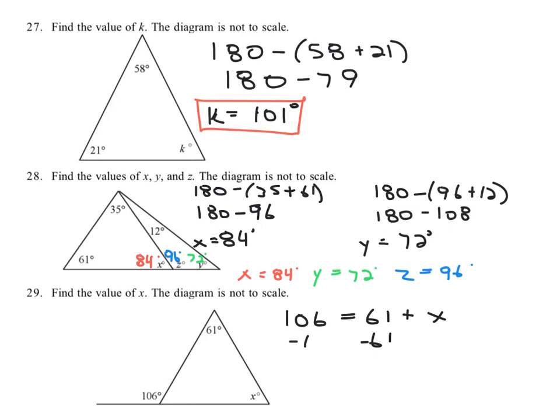And then of course if we subtract 61 from both sides, we get x is equal to 45 degrees. Yep. And I'll box that, and we're done with these problems.